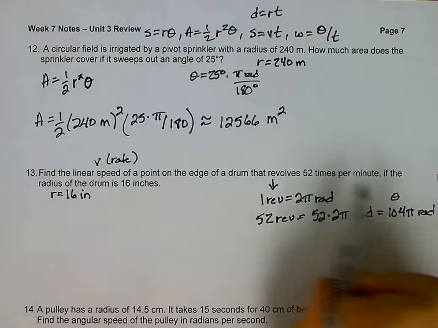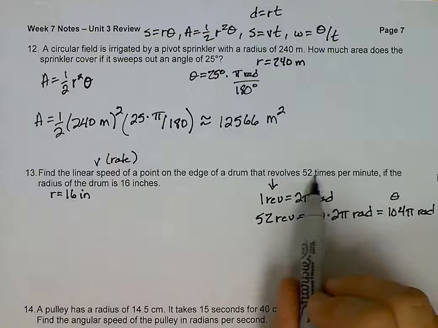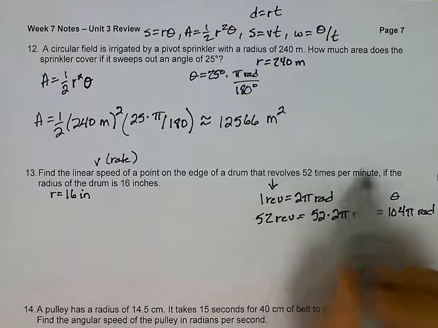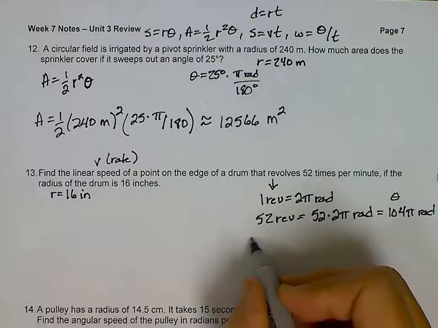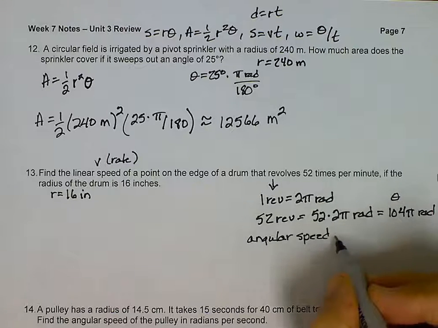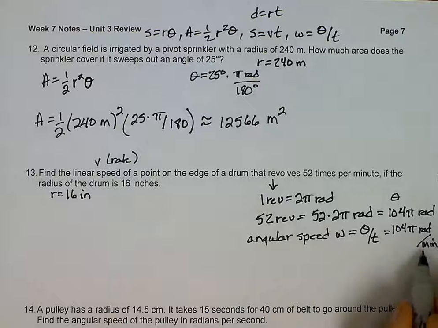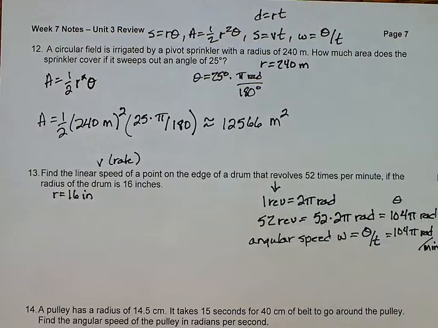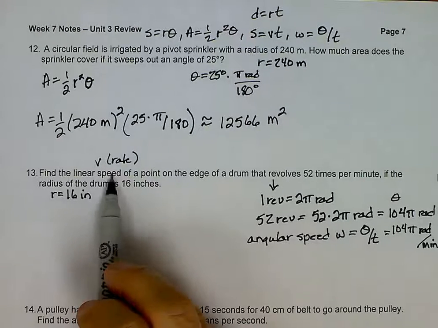The other thing about this is that when it told us about the revolutions, it actually was giving us an angular speed because it says 52 times per minute. So this is just giving us the angle, but we could also talk about the angular speed, which is W. This is theta over T, so this would be 104 pi radians per minute, or you could say divided by 1 minute, depending on how you want to think about it. So now the question is how to get from here to finding the linear speed.